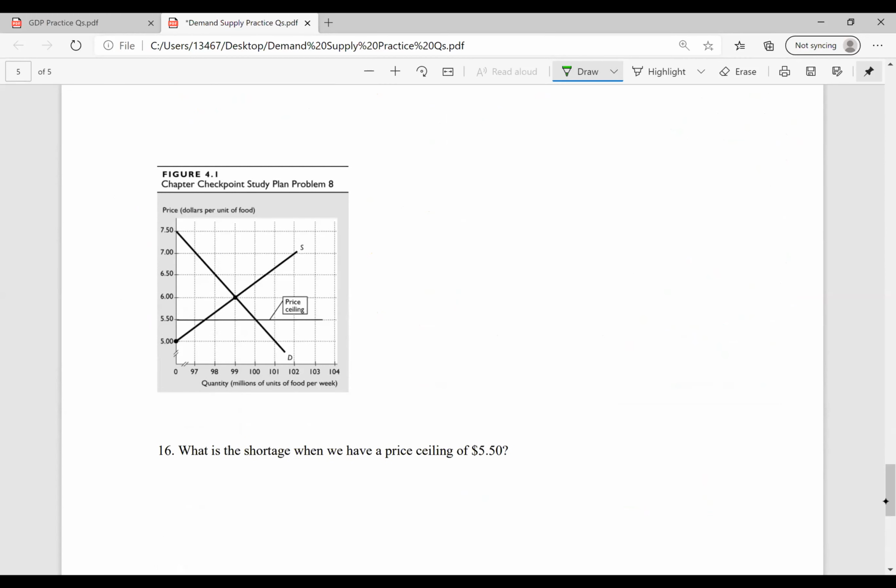Okay. Take a look at the last question on the chapter on demand and supply. The equilibrium price is 6. Equilibrium quantity demanded and quantity supplied is where the demand curve is intersecting the supply curve. This is equal to 99.